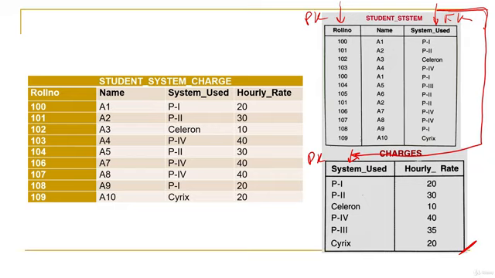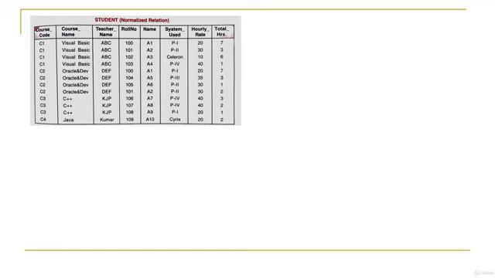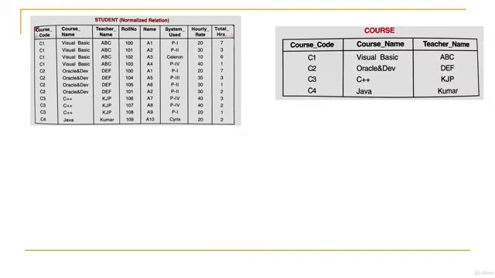Here we are referring to the system used from the charges table, and only those systems are allowed which are present in this charges table. Ultimately, we can conclude that this table, which we discussed in first normal form, has been finally converted into four tables. So one is the course table, where we are storing the information of course by having course code, course name and teacher name. This is actually a course master where course code acts as its primary key.